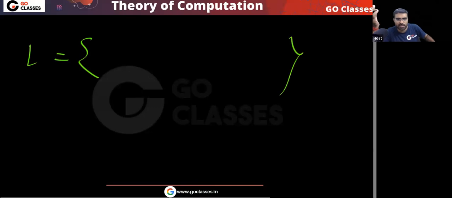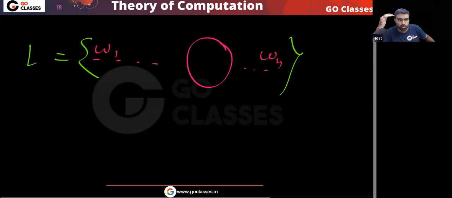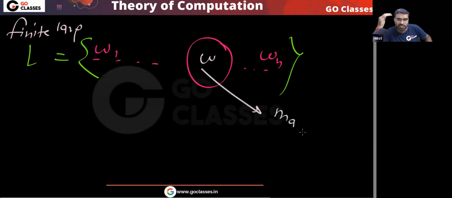See, the proof is actually quite intuitive. The proof is not complicated, let me tell you. The proof is quite simple: if you take any finite language L, there will be a maximum length string. Yes or no? Agree? There will be some maximum length string.